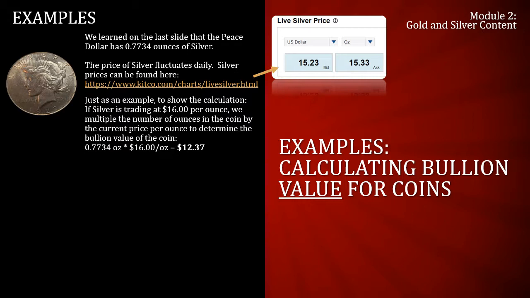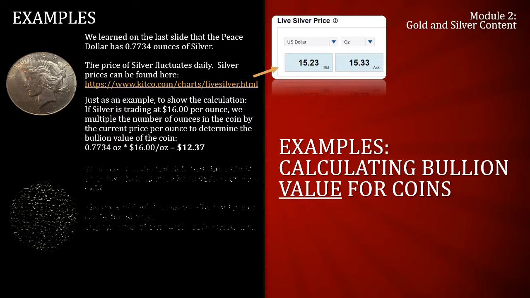Just for round numbers, for an example, I said if silver is trading at $16 per ounce, we multiply the number of ounces in the coin by the current price, so it'd be 0.7734 times $16 per ounce equals $12.37. I just used 16 because it's a round number. The actual number for this day is up here, 15.23 to 15.33.